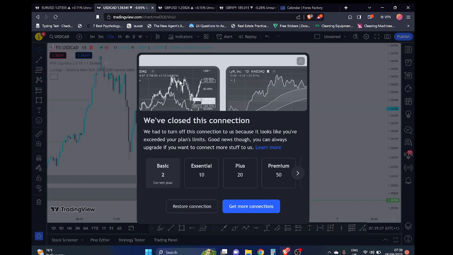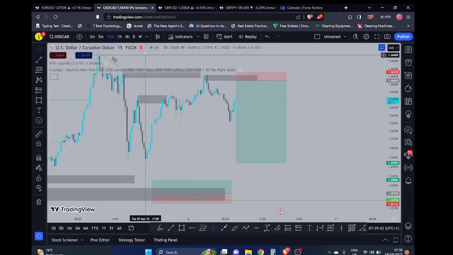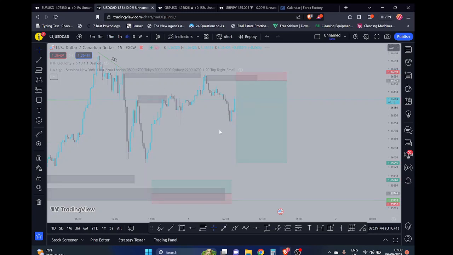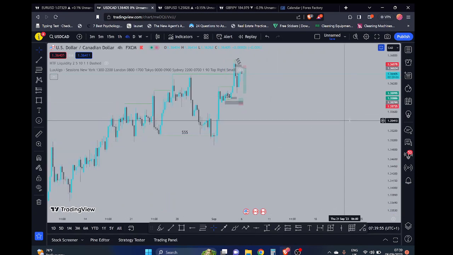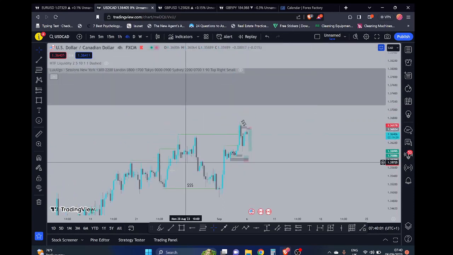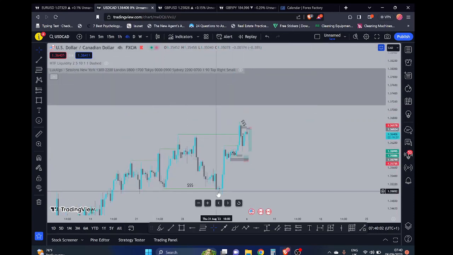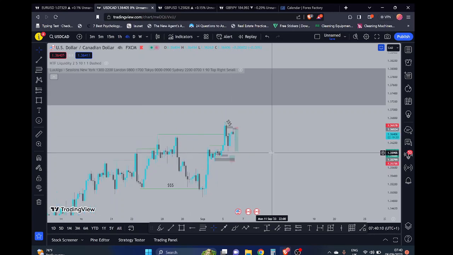So going on the CAD, I can see a nice trade on the CAD at the moment. We start from the 4 hours. You can see on the 4 hours we are making higher highs, higher lows. This is a sweep of liquidity here. So we broke structure to the upside. We are expecting a pullback. We're expecting a pullback to the downside.